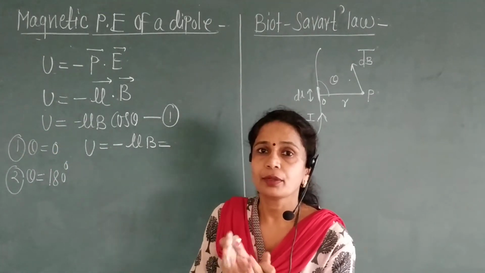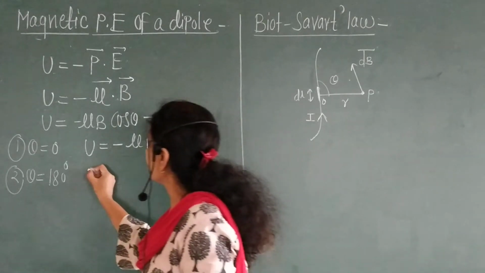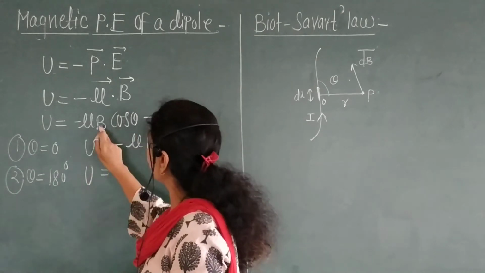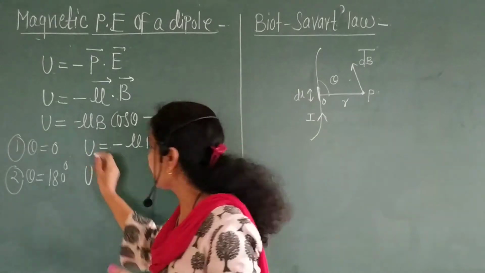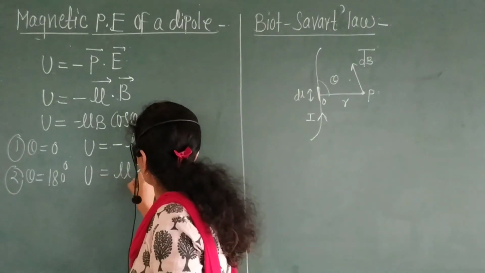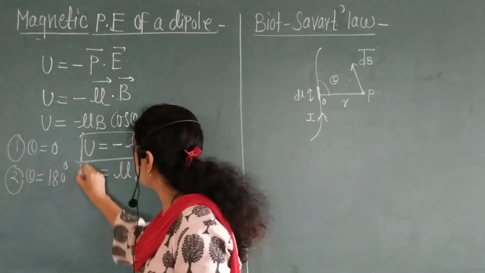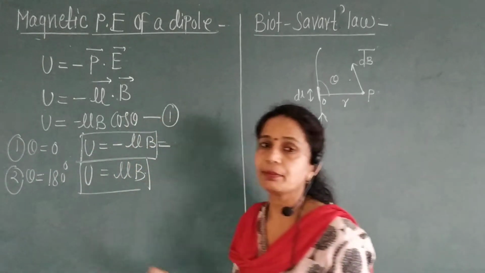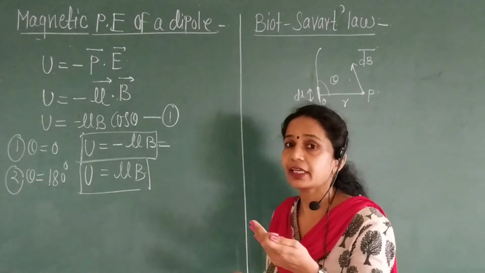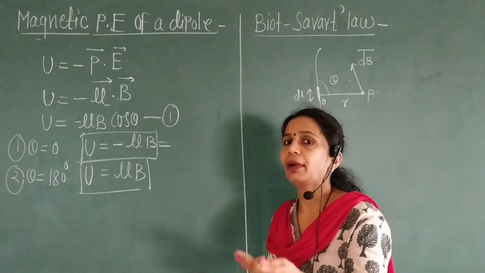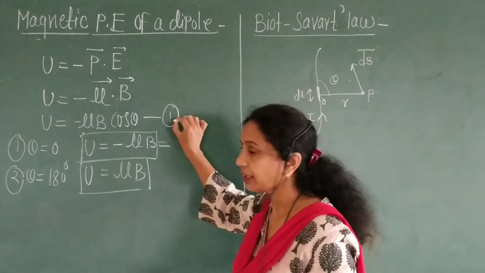Both mu and B are anti-parallel to each other, so what about U? U is equal to minus mu B cos 180. Cos 180 is minus 1, so minus minus becomes plus, therefore U is plus mu B. Therefore the earlier one is the minimum magnetic potential energy and this is the maximum magnetic potential energy of a magnetic dipole. These two equations are important.